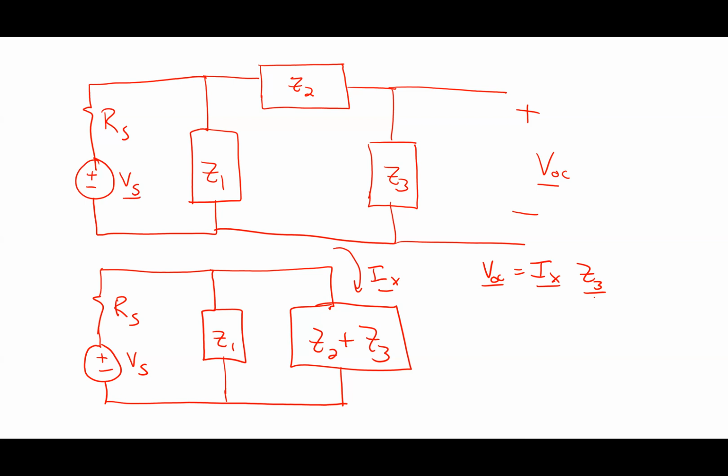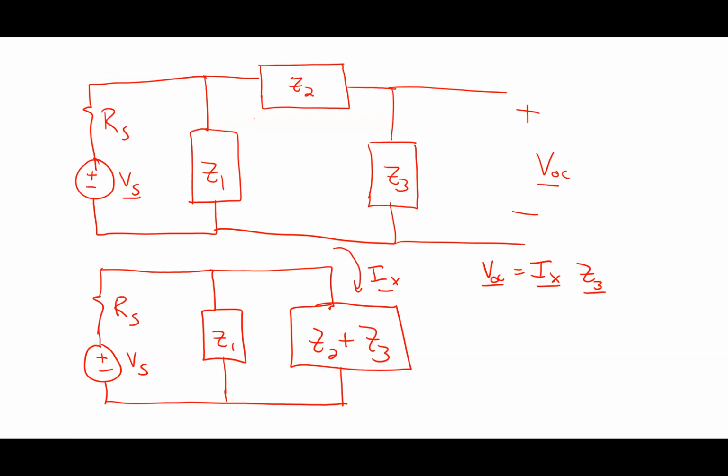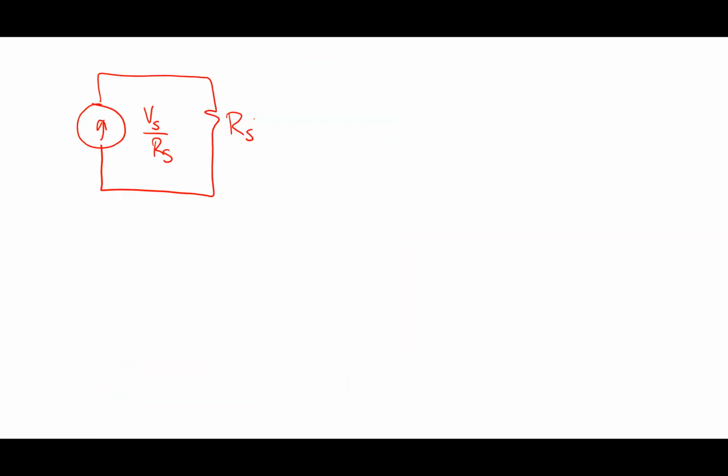So you're doing my source transformation is what you're doing. You're saying VS and RS in series. Okay. So you're saying I get VS over RS as a current source, and then RS. The whole idea of any of these things is that if I broke the circuit right here, then at those terminals, this and this in series are the same as this and this in parallel.